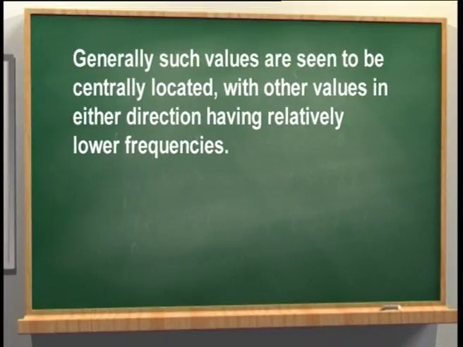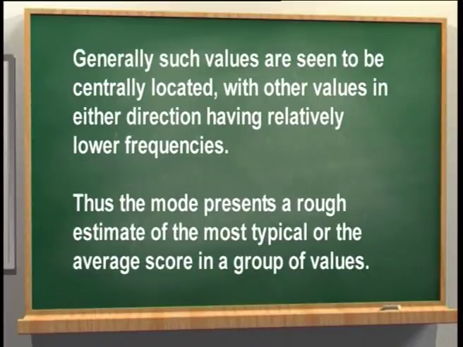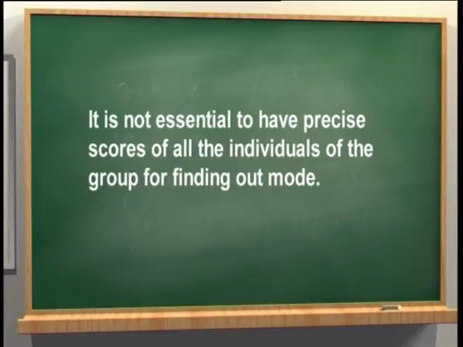For example, if in a section of 40 students of class 9, the number of students obtaining the score of 55 is the highest, 55 would be called the mode of the scores for that section. Generally, such values are seen to be centrally located with other values in either direction having relatively lower frequencies. Thus, the mode presents a rough estimate of the most typical or the average score in a group of values. It is not essential to have precise scores of all the individuals of the group for finding out the mode.